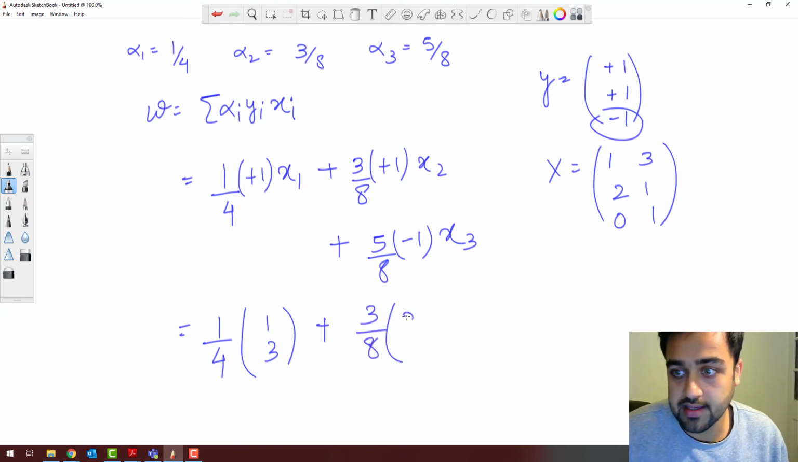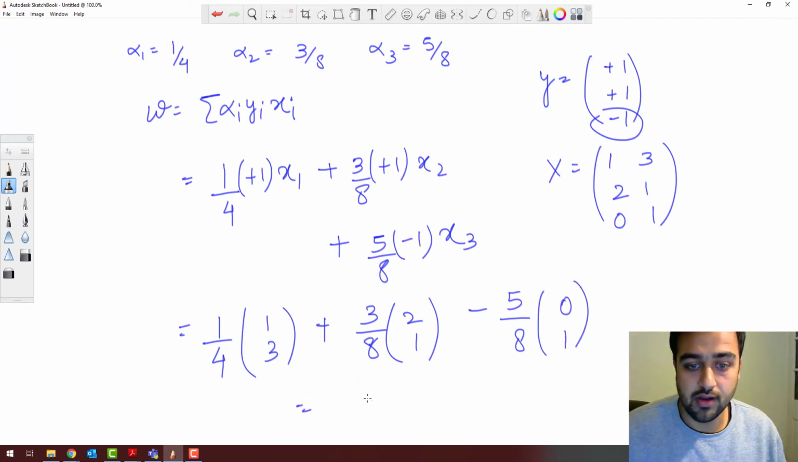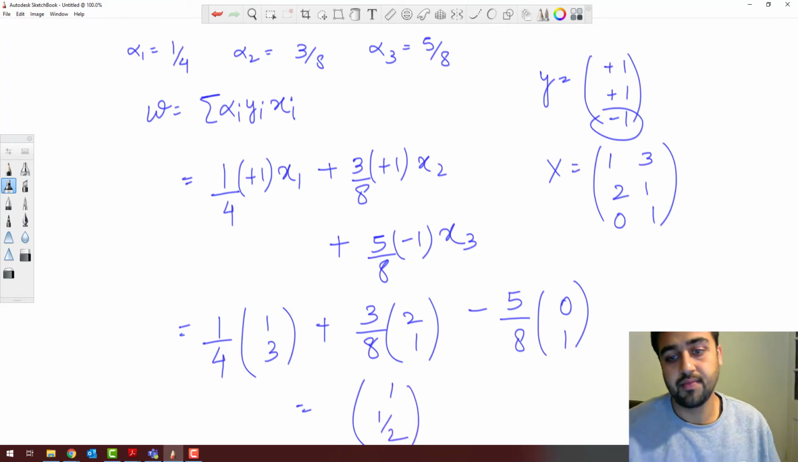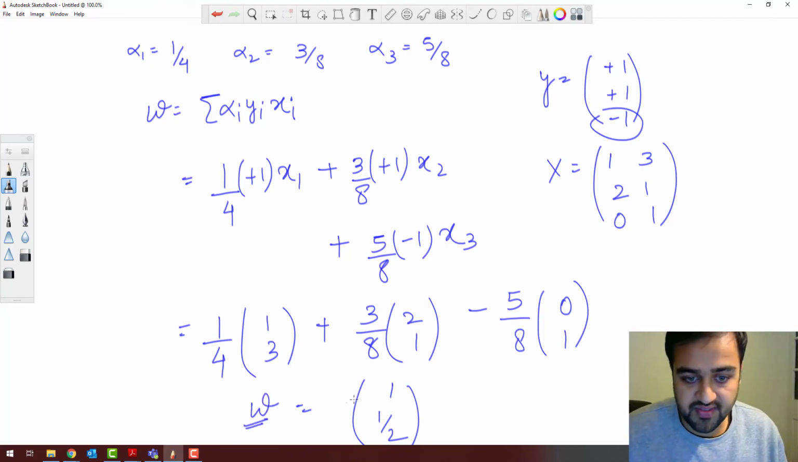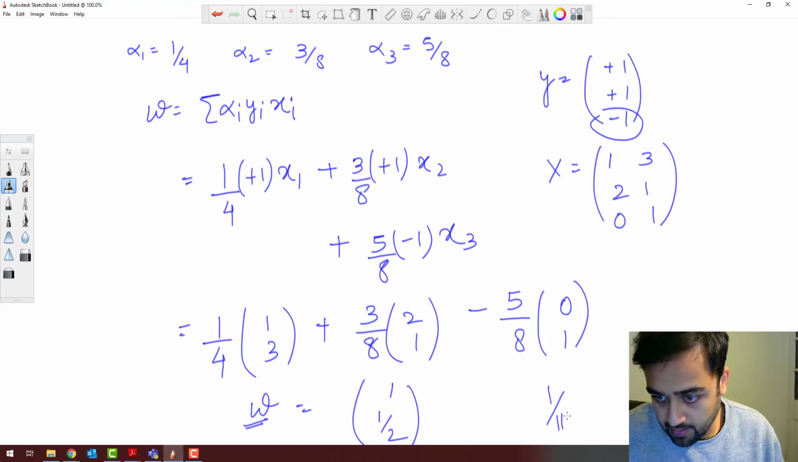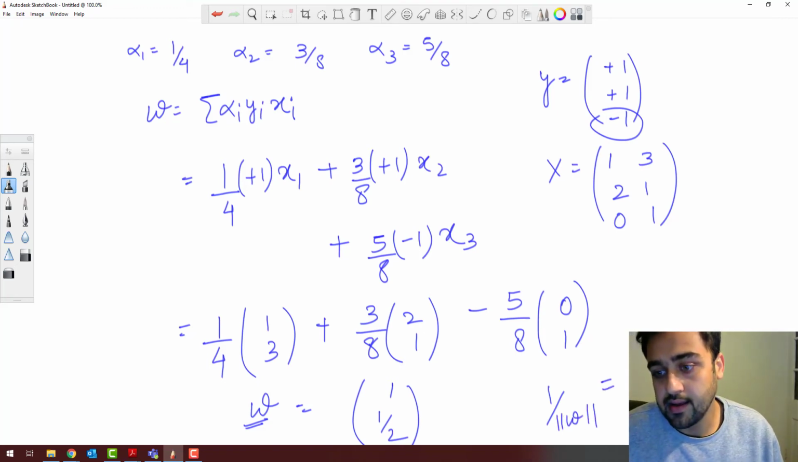Our x2 is 2 comma 1 and our x3 is, sorry, negative 5 by 8 0 1, right? Solving this, we get our w as 1 comma 1 by 2, right? So we have found our value of w. Once we have found our value of w, we can find the value of our margin, right? Our margin was 1 by mod w, right? So this would be equal to 1 upon root of 1 squared plus half squared, right?